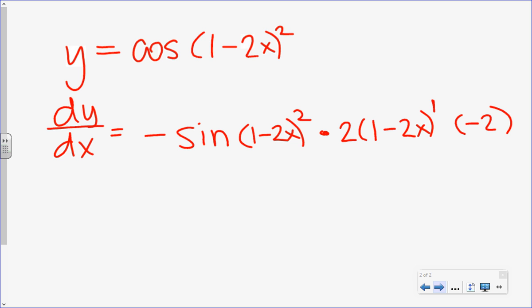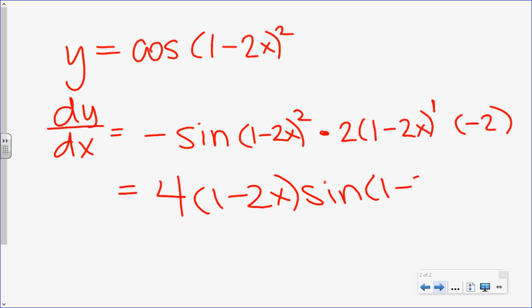Okay, so if we were to rewrite this to make it look pretty, we would actually end up with a positive 4 times 1 minus 2x. I'm not going to write to the first power. Times the sine of 1 minus 2x squared. I like to pull my polynomials out in front so it doesn't look like they are attached to the trig function. It would be positive, because this is negative and this 2 is negative, so we can multiply them to make it positive.